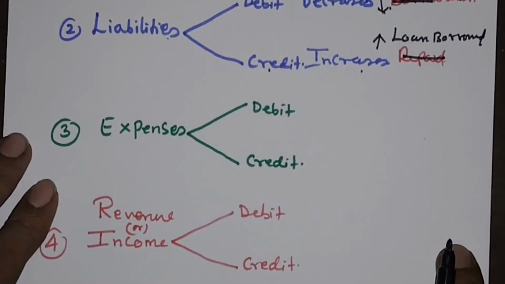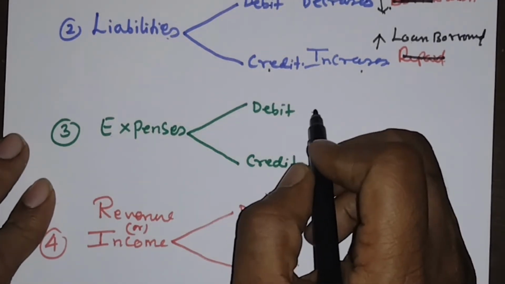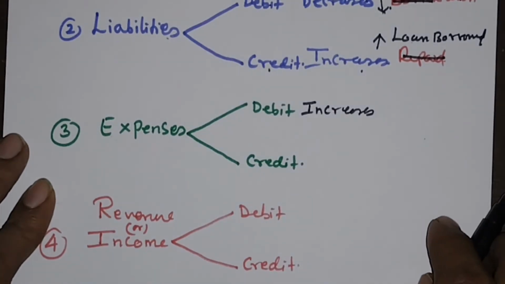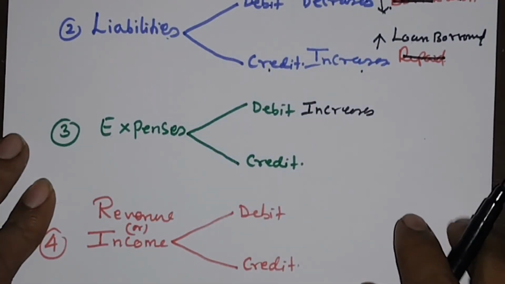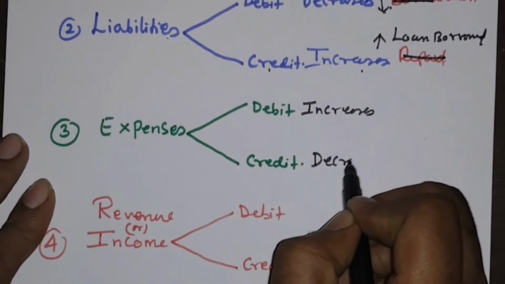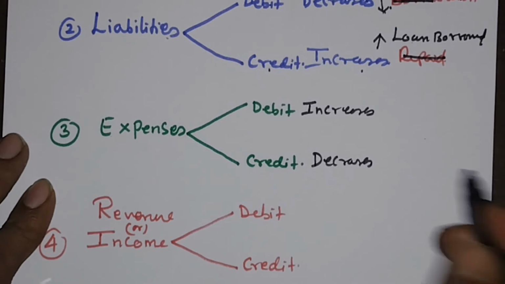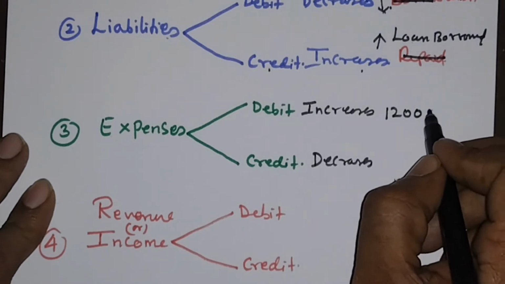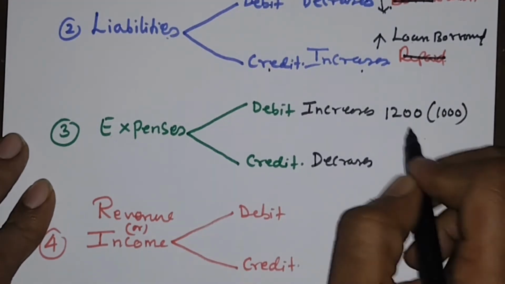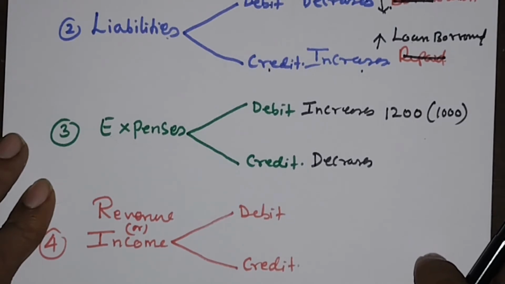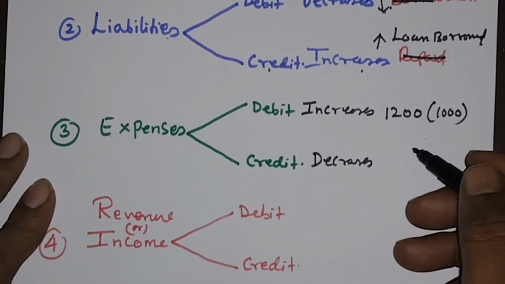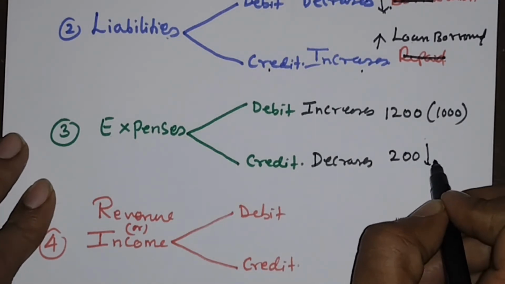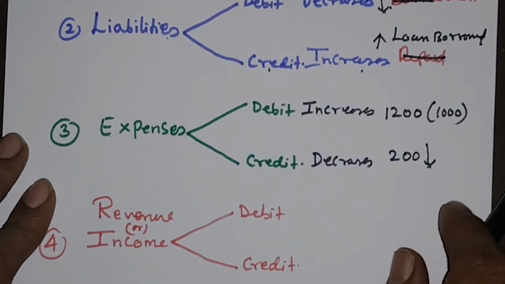Next coming to expenses. When expenses increase, debit increases and credit decreases. What is the logic behind credit decreases? How can expenses decrease? For example, I have written expenses as 1200 instead of 1000. 200 rupees has been recorded extra. I have to give a reverse journal entry to reduce that. So that is the reducing of expenses, credit decreases.